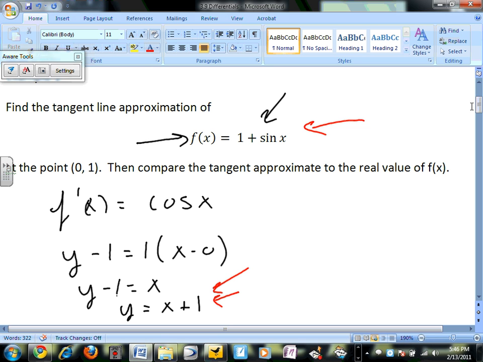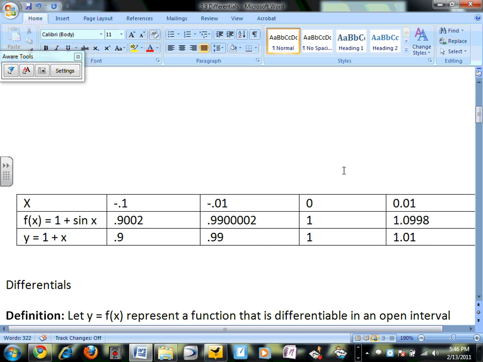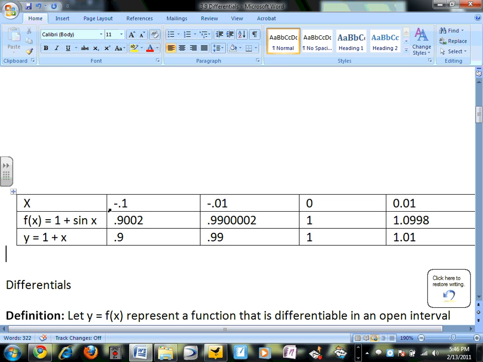Okay. So I'm going to show you the chart down here. Here's our tangent line approximation at that point. That's the equation of our tangent line. Here's the original equation. If I plug in negative 0.1 into my original equation, I get 0.9002. If I plug it into my tangent approximation, I get 0.9. Awfully close, right?